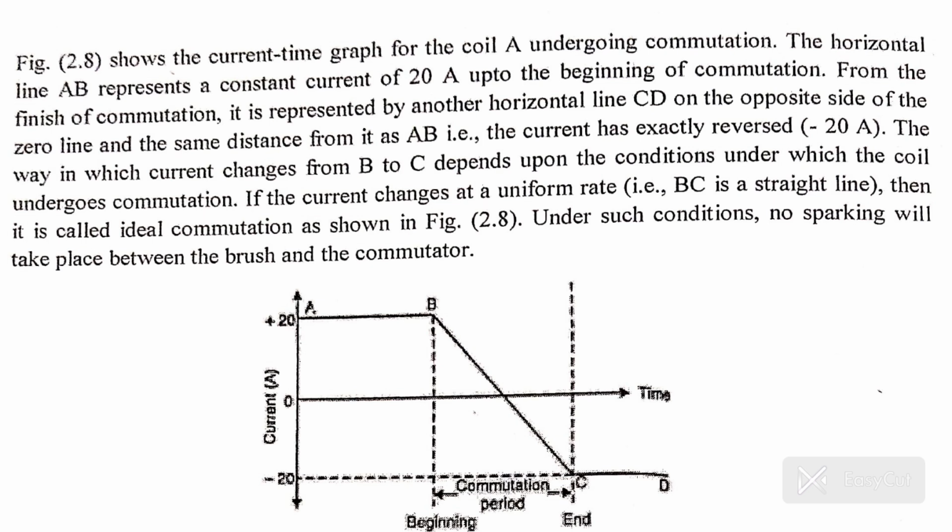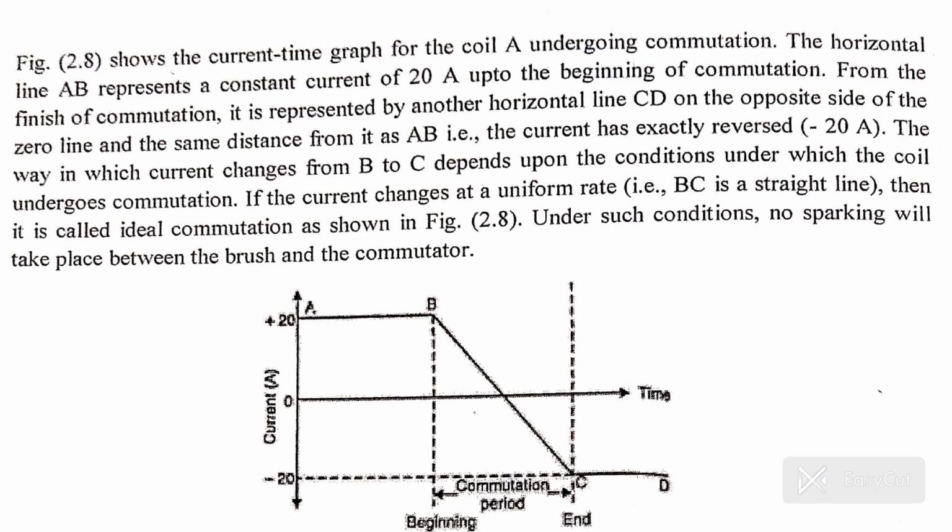Why is it important? Now you might ask, what if commutation is not ideal? Well, the answer is sparking. When reversal is incomplete, there's a voltage difference between commutator segments. That causes arcing and damages both the brush and the commutator. So proper commutation is necessary for long machine life and efficient operation.